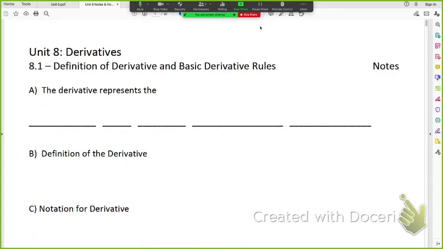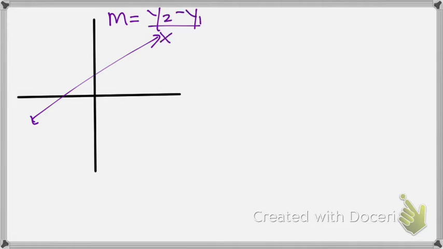All right. So here's where we're all at. In the past, in algebra, if you had a line, do you know how to find slope? Yeah, we do. What's the formula for slope? Rise over run, or y2 minus y1 over x2 minus x1, right?